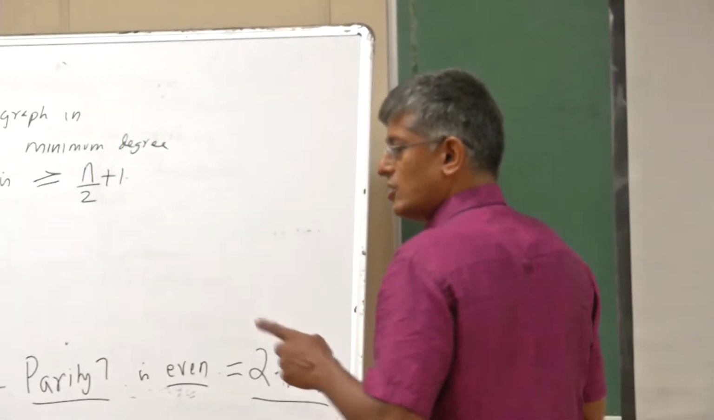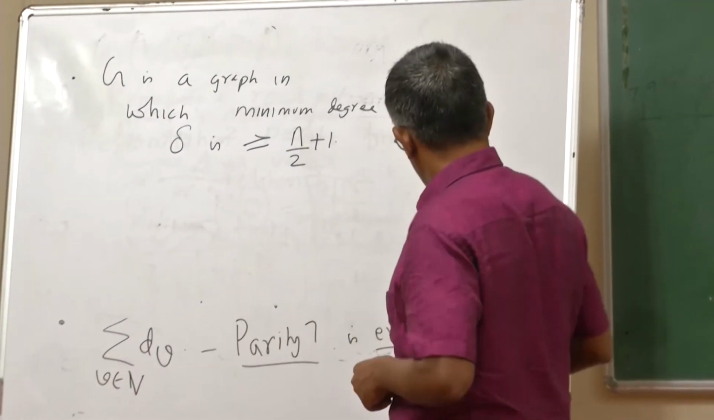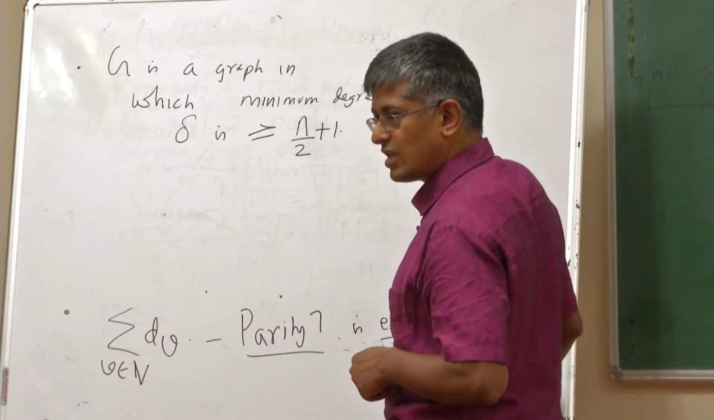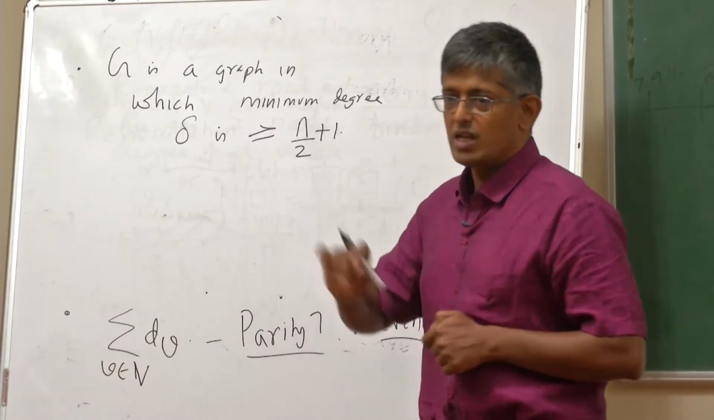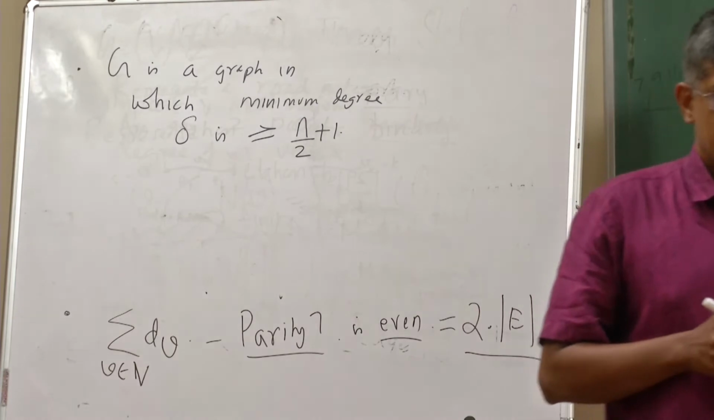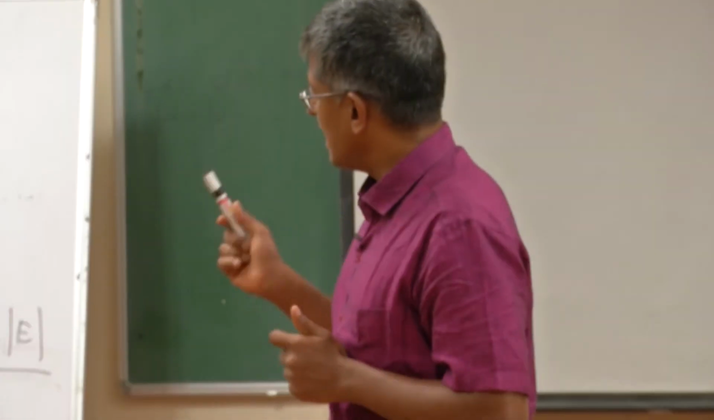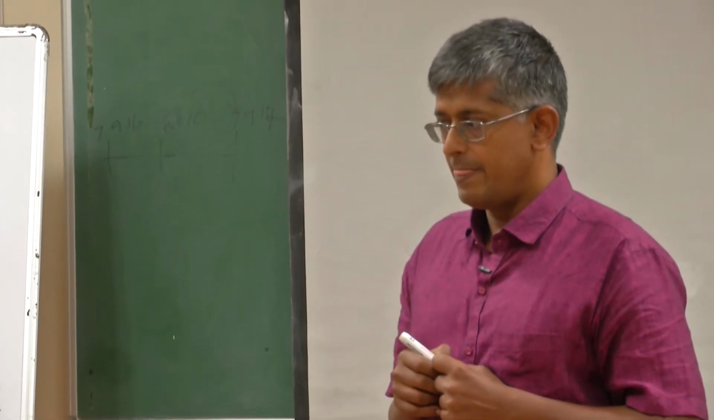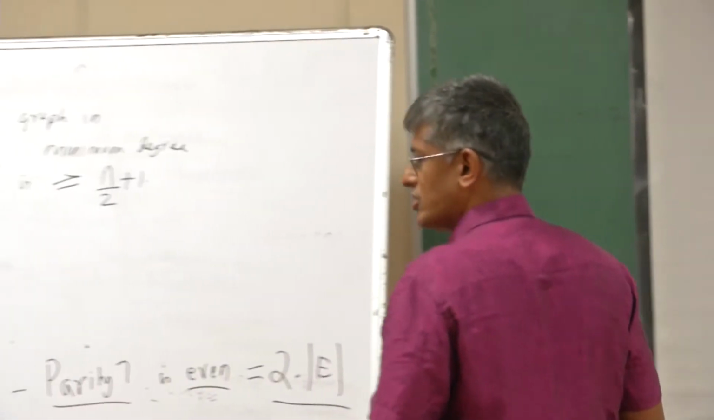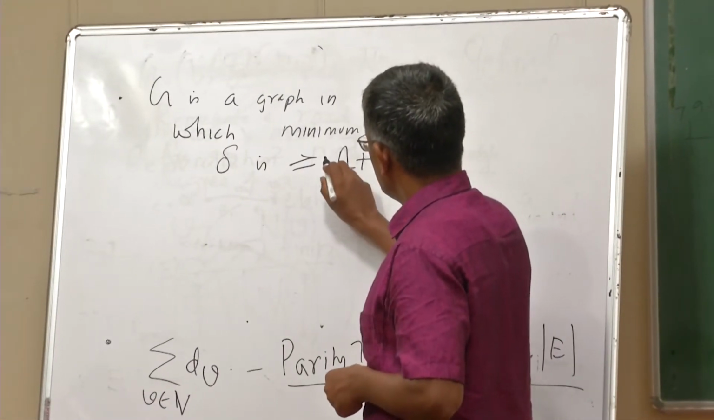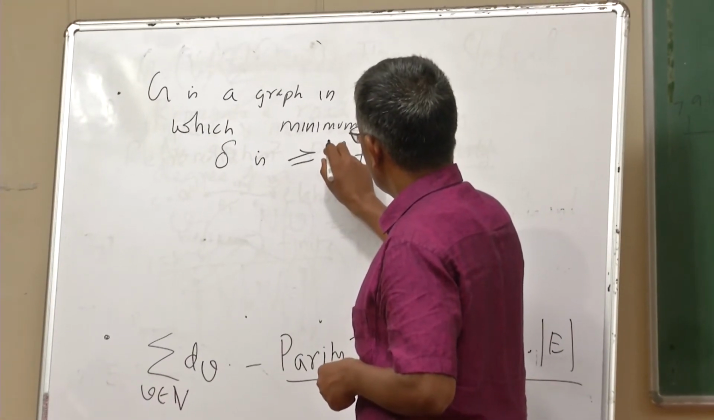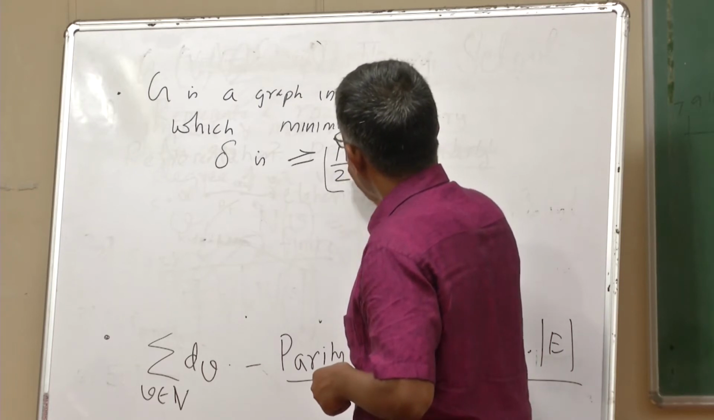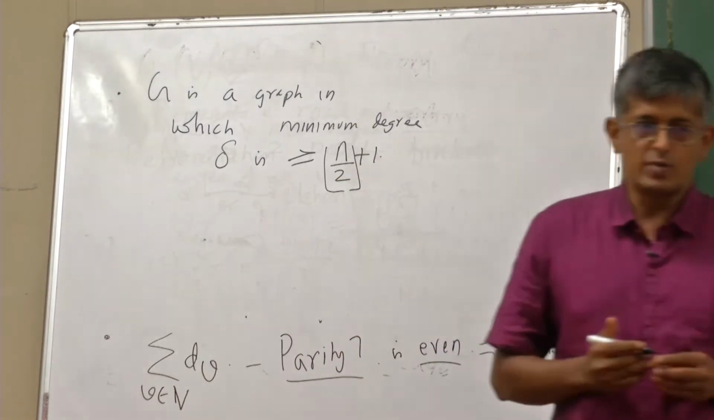So you have a graph G. There is an additional property. By the way, n means the number of vertices. Throughout the lectures, I will use m for the number of edges and n for the number of vertices. Fine. So what do you have? You have a graph in which the minimum degree is at least n by 2 plus 1. So let me also make it very precise. To make it an integer valued function, let me say floor of n by 2 plus 1.